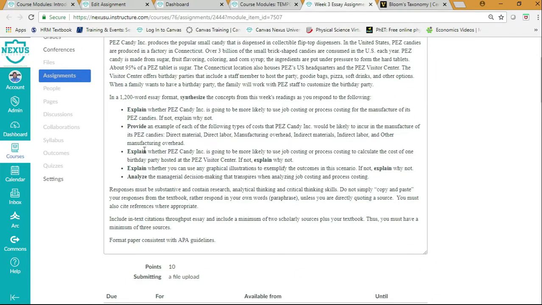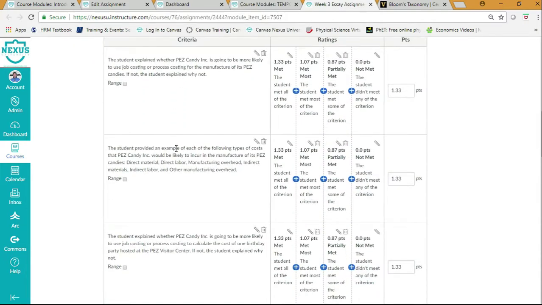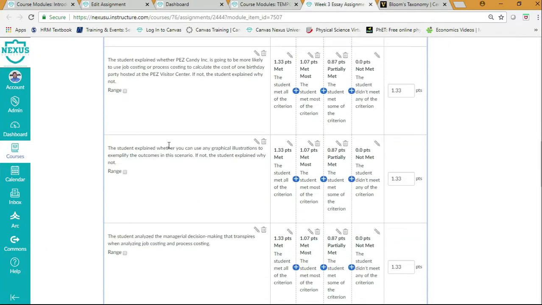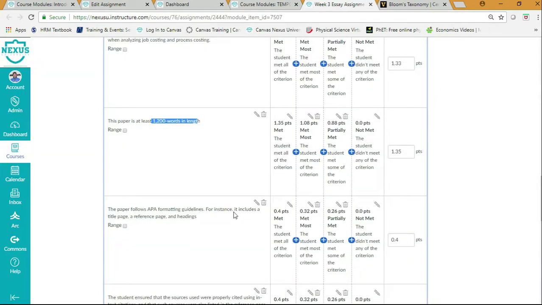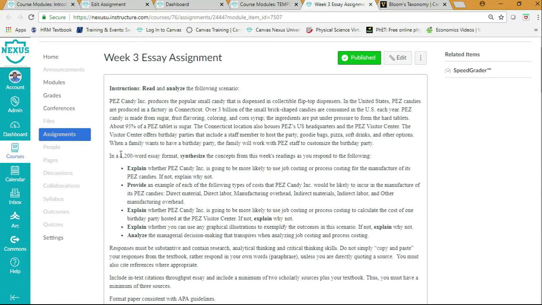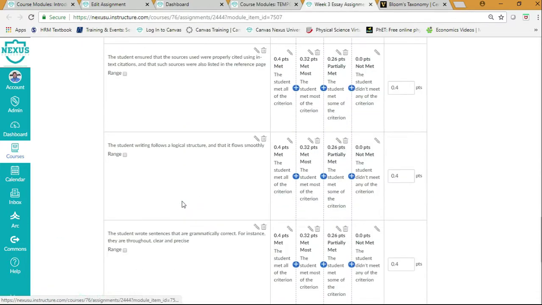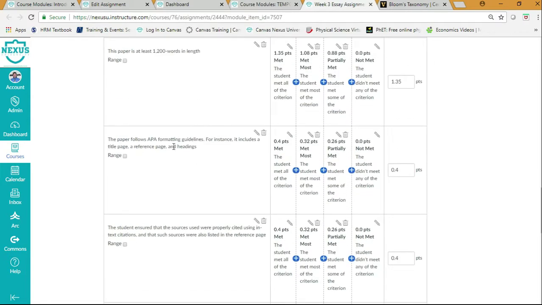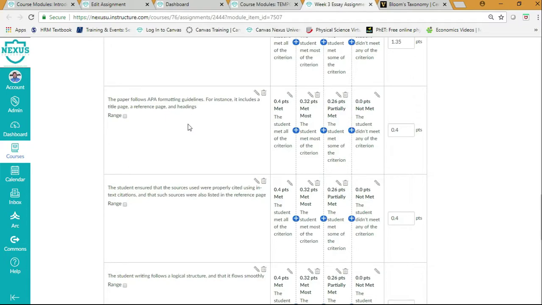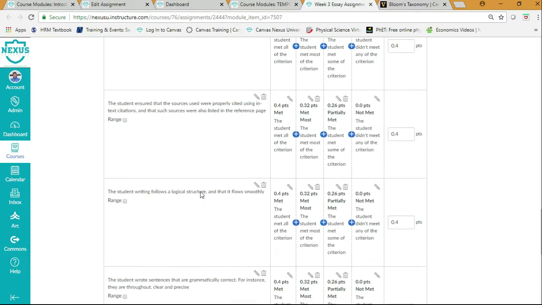So you got 1, 2, 3, 4, 5 criteria here. And of course, there's a criterion here for the length of the essay. Here we know the essay is supposed to be 1,200 words, so here is a criterion that says the paper is at least 1,200 words. Then of course we have, does the paper follow APA guidelines? It's going to have this all mechanics.